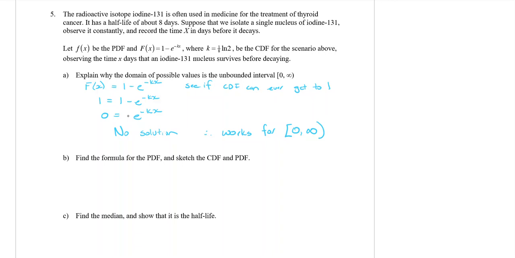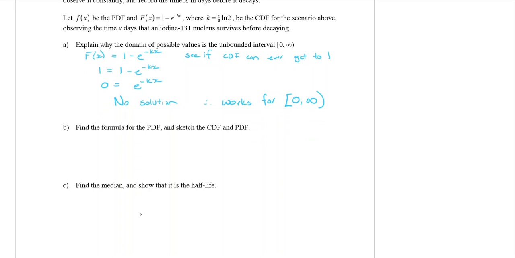Part B. Find the formula for the PDF and sketch the CDF and the PDF. Okay, the formula for the PDF. We haven't had this happen yet. I've actually got the cumulative one and I'm going to have to go back to find the PDF. How should I do that? Differentiate. Good. So PDF equals, I'm going to differentiate the capital F of x. So that will give me little f of x equals, look up here, there's my capital F of x.